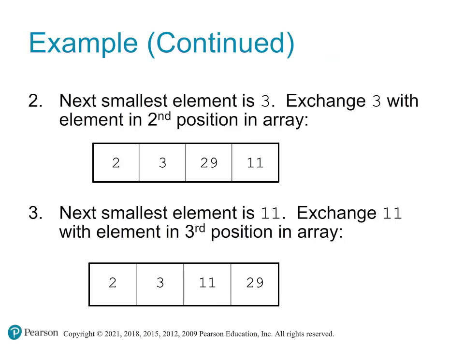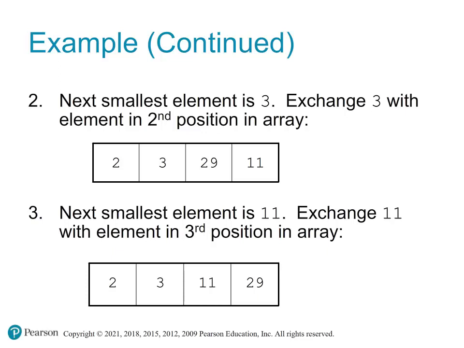Next, we look for the smallest element in the unsorted portion, so we ignore the first element, which is already sorted. The next smallest element in the unsorted portion is 3. We swap it with the element at the second position, which is index 1. Now the array becomes 2, 3, 29, 11.